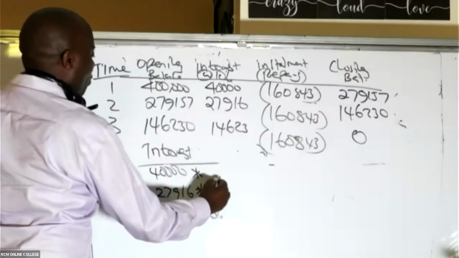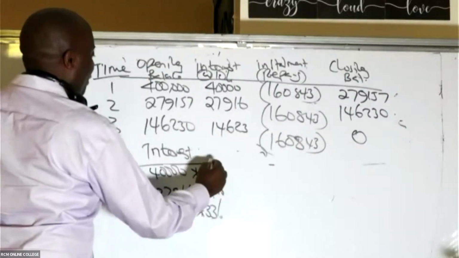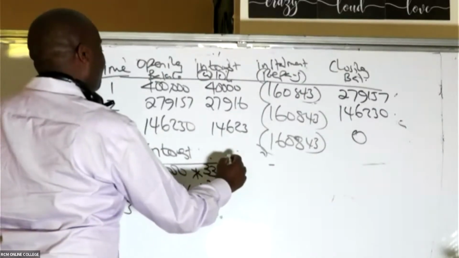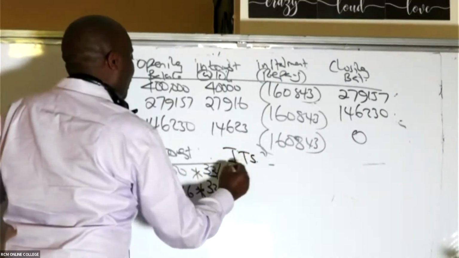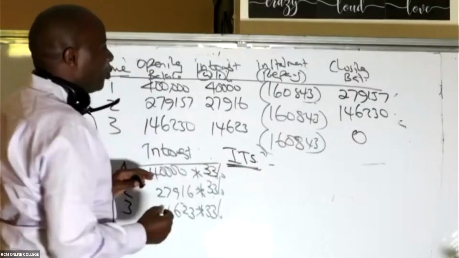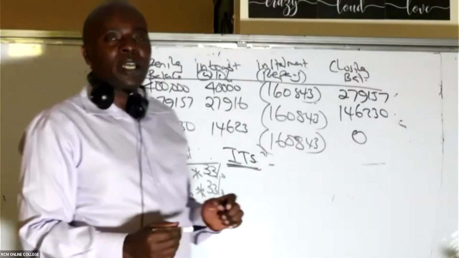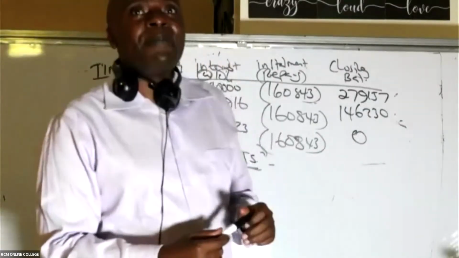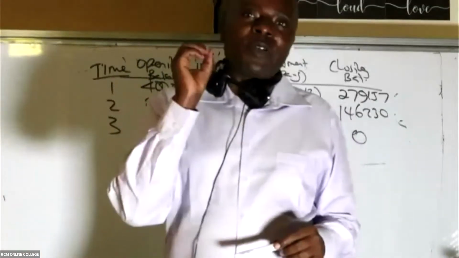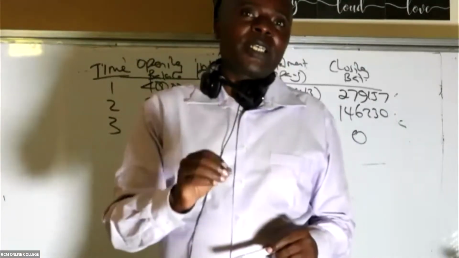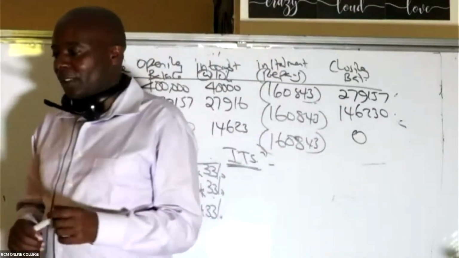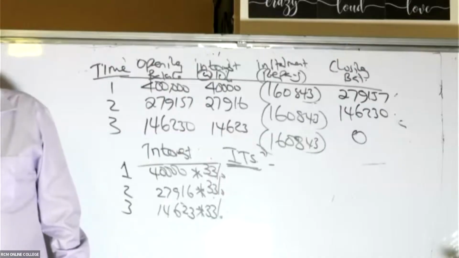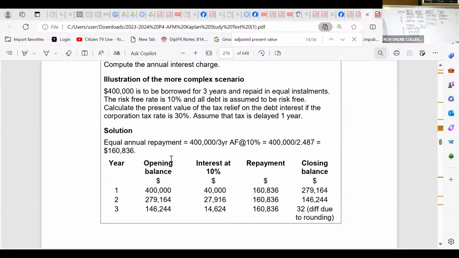33%. This was a good exam. I don't always give students 30%. So they give me the interest tax shield, ITS. Two things that you must always encounter whenever you're doing an APV question. You'll get that concept of interest tax shield. And number 2, you'll need the depreciation tax shield. You will get depreciation tax shield.